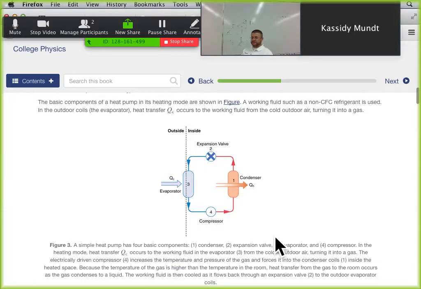So if I understand it correctly, what we're doing is the Freon is absorbing the heat energy from the house and then taking it and putting it outside. That's right.